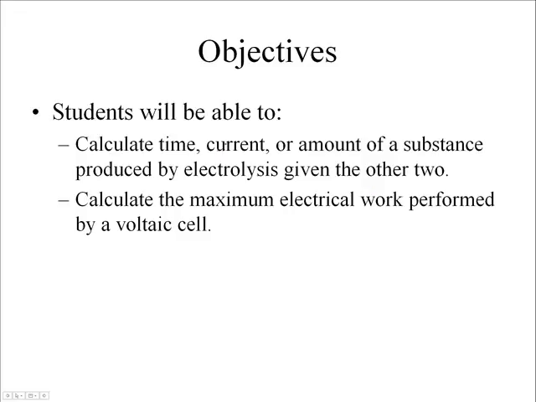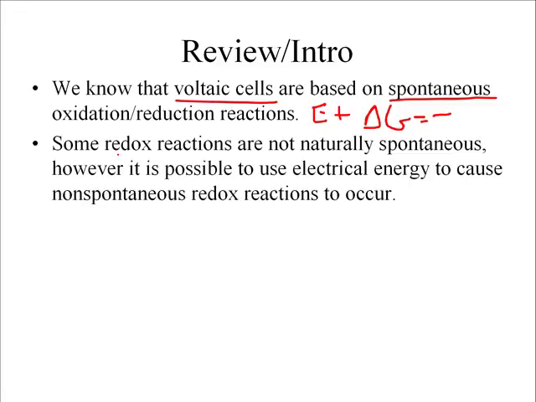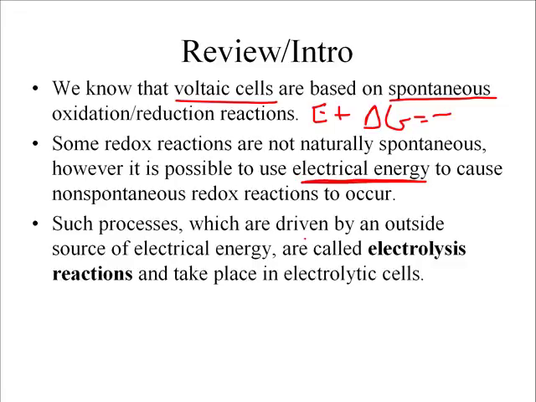Okay, so today we're going to calculate time, current, and amount of substance produced by electrolysis. We're going to calculate the work performed by a voltaic cell. We know that voltaic cells are based on spontaneous oxidation reduction reactions where E is equal to a positive value, delta G is equal to a negative value. But some redox reactions are not naturally spontaneous. But it is possible to use electrical energy to cause those non-spontaneous redox reactions to occur.